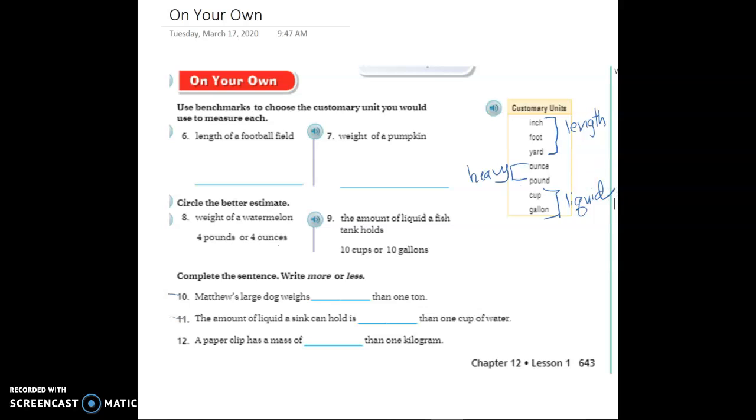Number 6 says length of a football field. Length. 7, weight of a pumpkin. Weight. Go ahead and take a look at these. This will help you. Circle the better estimate. Weight of a watermelon. 4 pounds or 4 ounces. The amount of liquids a fish tank holds. 10 cups or 10 gallons.